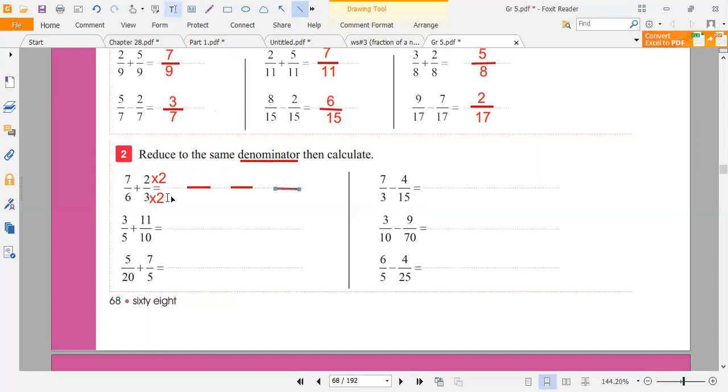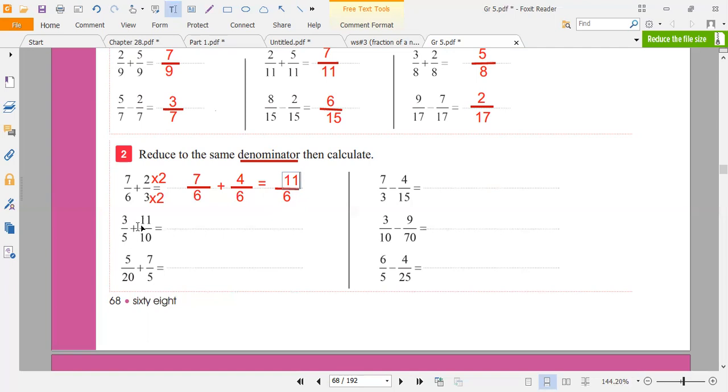The first fraction does not change. So 7 sixths plus 2 times 2, 4, 3 times 2, 6, equals. They have the same denominator now, so we keep the denominator and we add the numerators. 7 plus 4, 11.